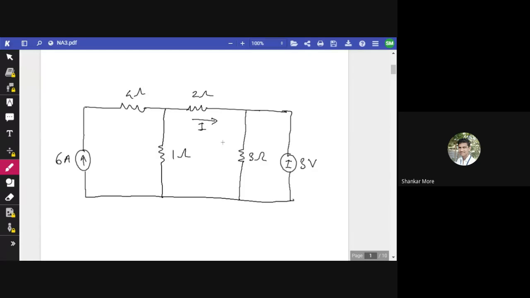So what I said, sorry, this seems like I have written I here, but it is not I. It is positive and negative. Okay, so what does the superposition theorem tell us? The superposition theorem tells us that you put only one voltage source or current source at one time and replace all other voltage sources and current sources by their internal resistances.